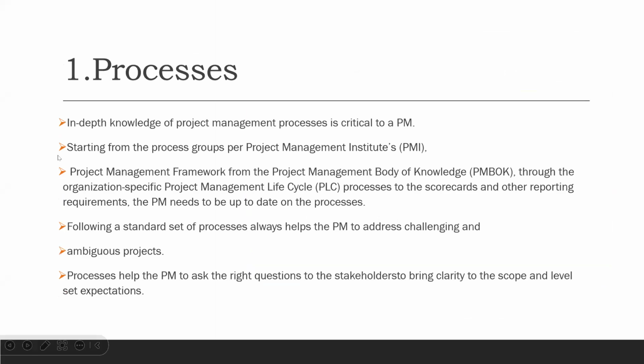So come on. When we talk of processes, what we are saying is, this is for the understanding of the project manager. And for this session, I want you to put yourself in the shoes of a project manager so that you can understand. When we talk of processes, the in-depth knowledge of the project management process is very, very critical to a project manager. So sometimes there's no project manager title. You are the coordinator of the project. We are also referring to you. You're also in that position. In-depth knowledge of project management processes is very critical.